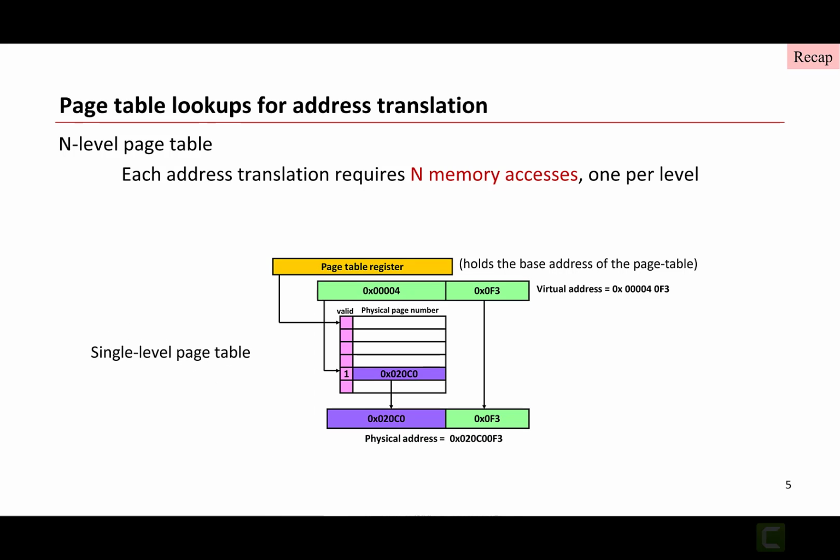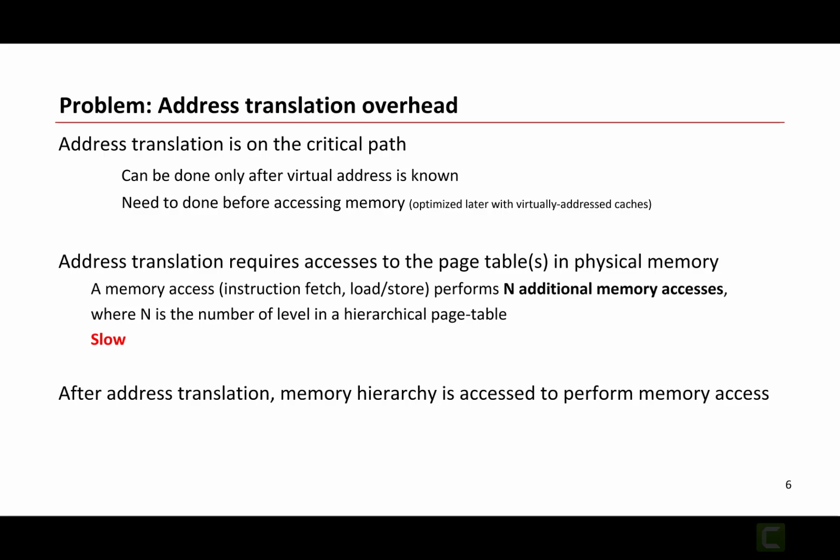So clearly that is expensive in terms of the amount of time it will take. In this example, even for a single level page table, you need to go to the main memory, and that could be expensive. So the main problem that we are going to talk about in this lecture is this problem of address translation overhead. Address translation is very important because it is on the critical path of an instruction's execution. It can be done only after the virtual address is known. Clearly, because if you don't know the virtual address, then you can't really translate it. So you need to wait for the address to be known.